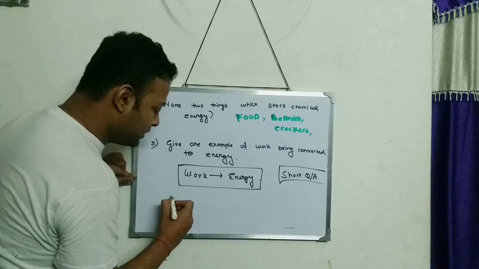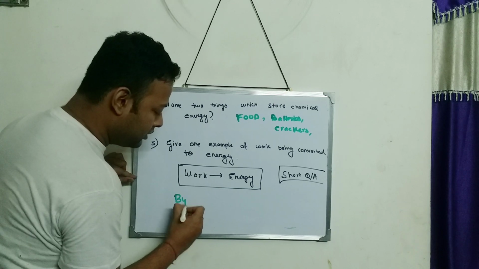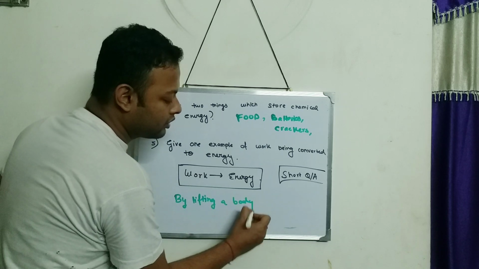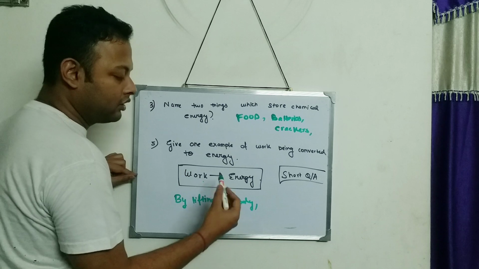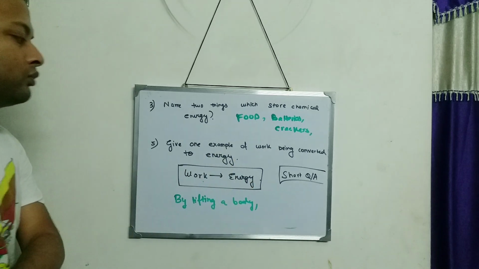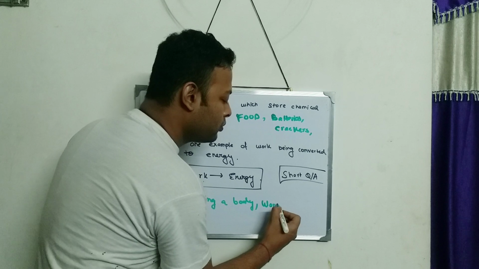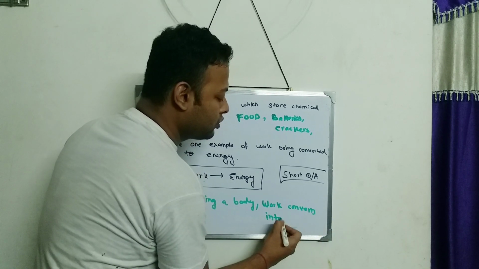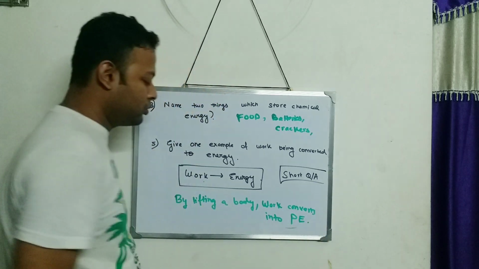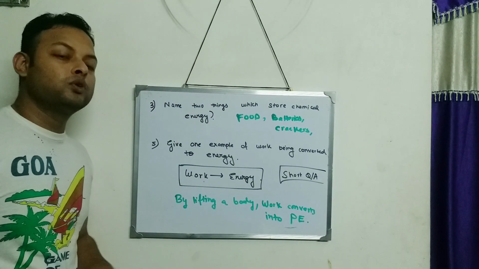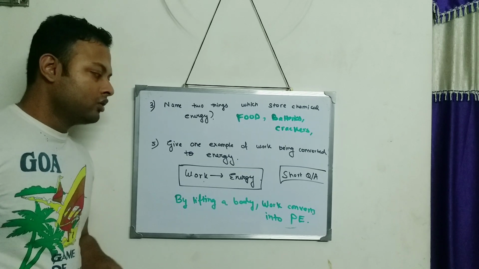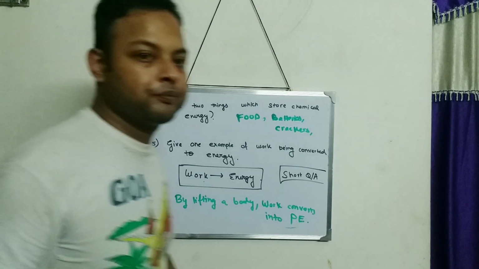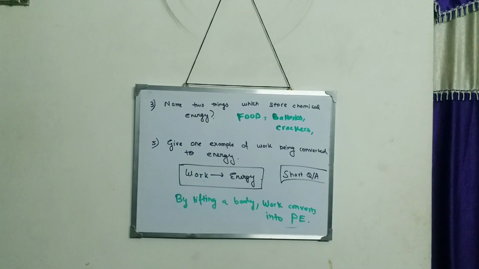So what is the answer? Example: by lifting a body, work gets converted into energy. Work converts into potential energy. So by lifting a body, the work actually gets converted into potential energy. So this is the short question answer discussion. Now we'll start with the long question answer.